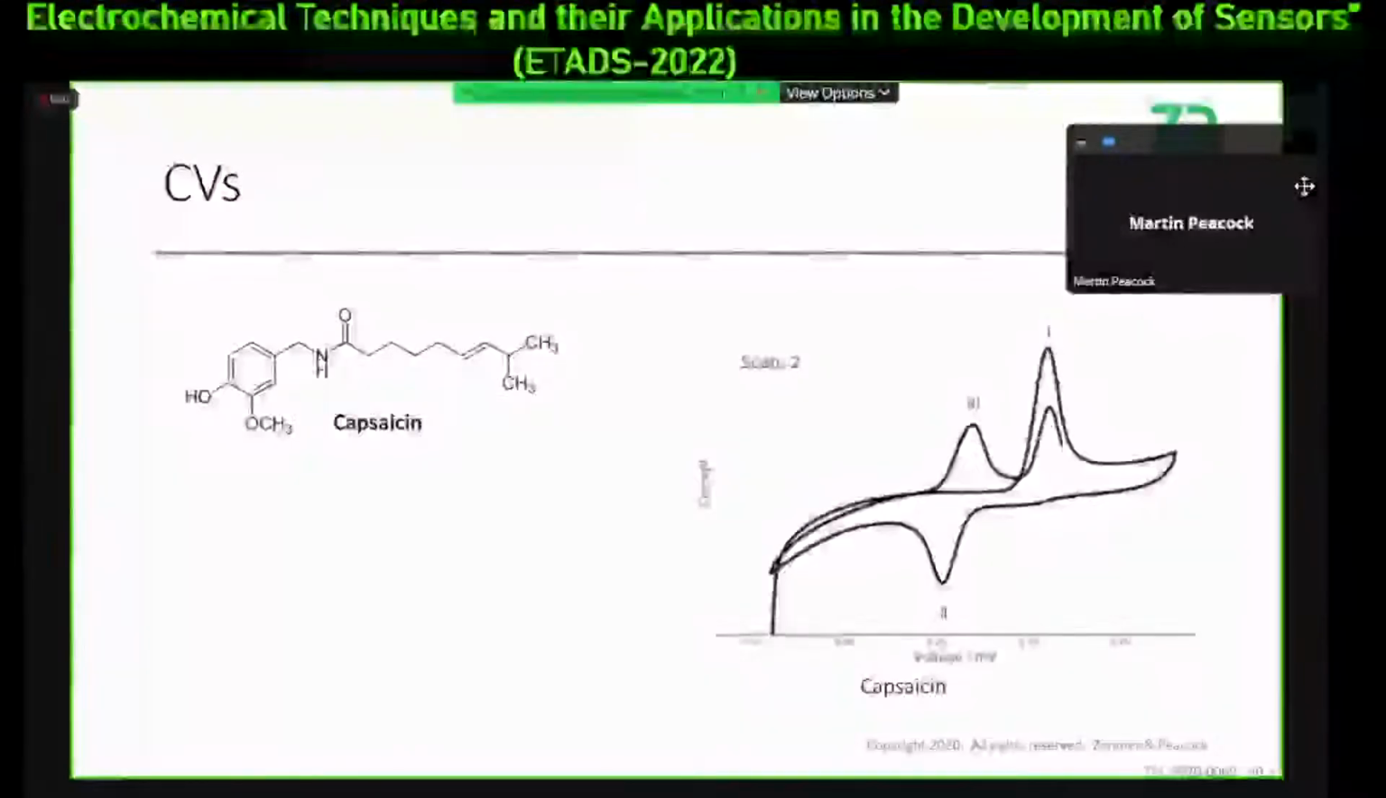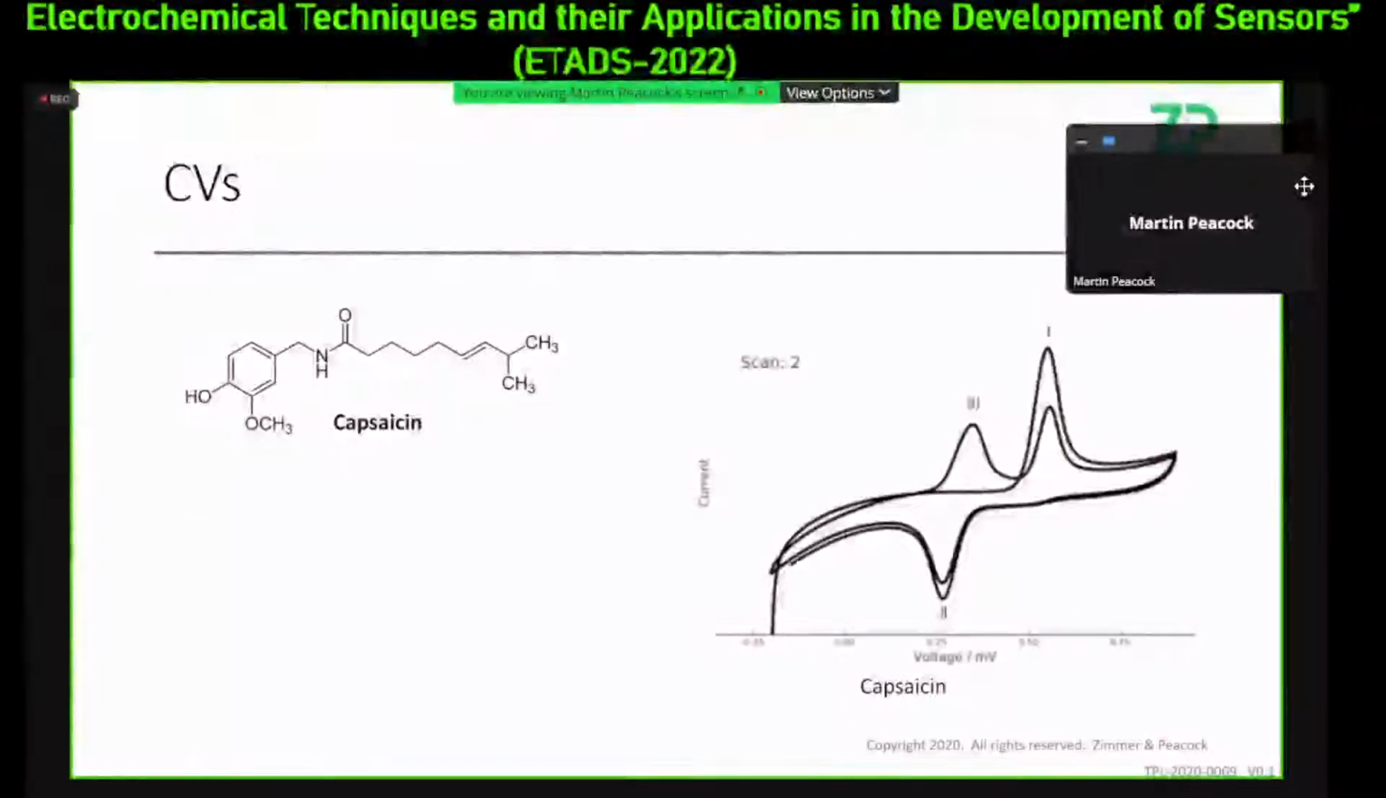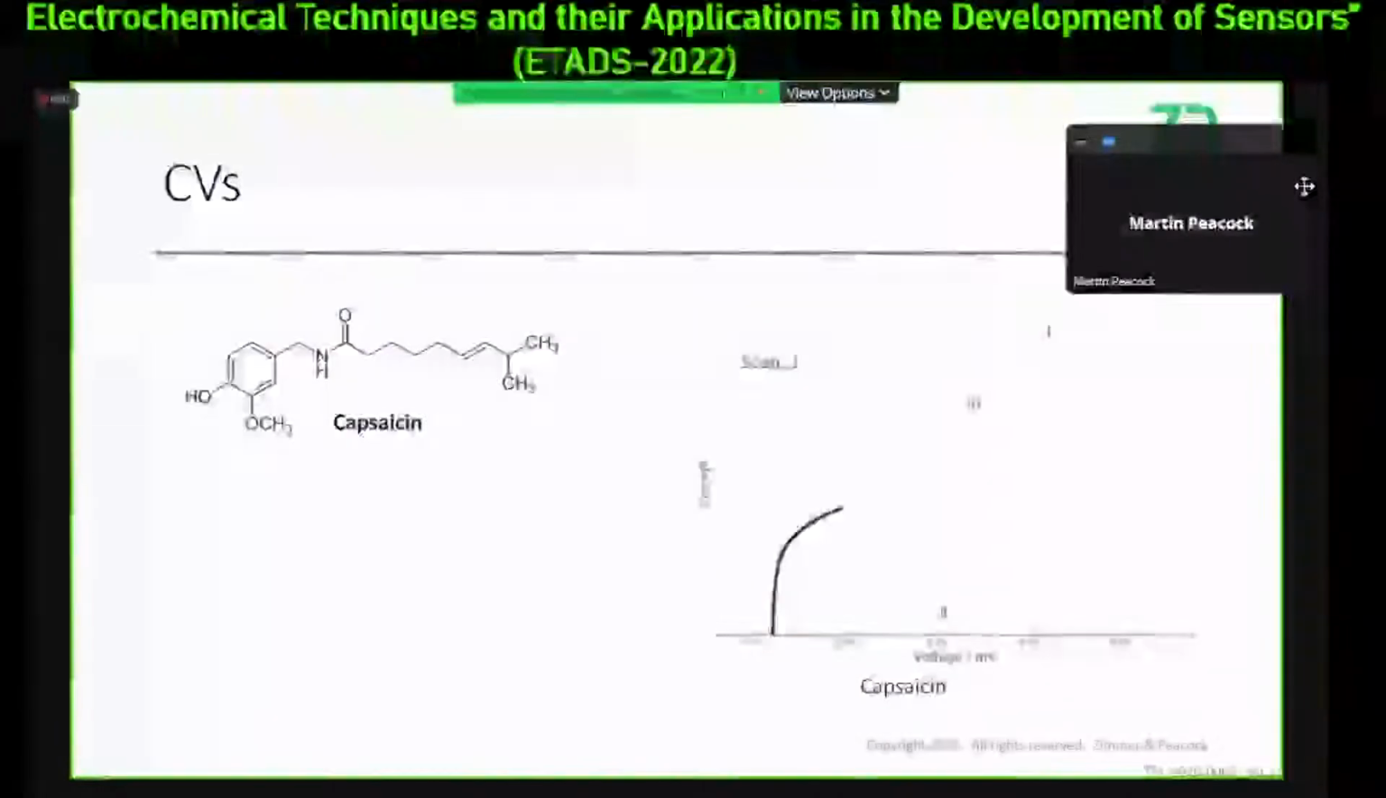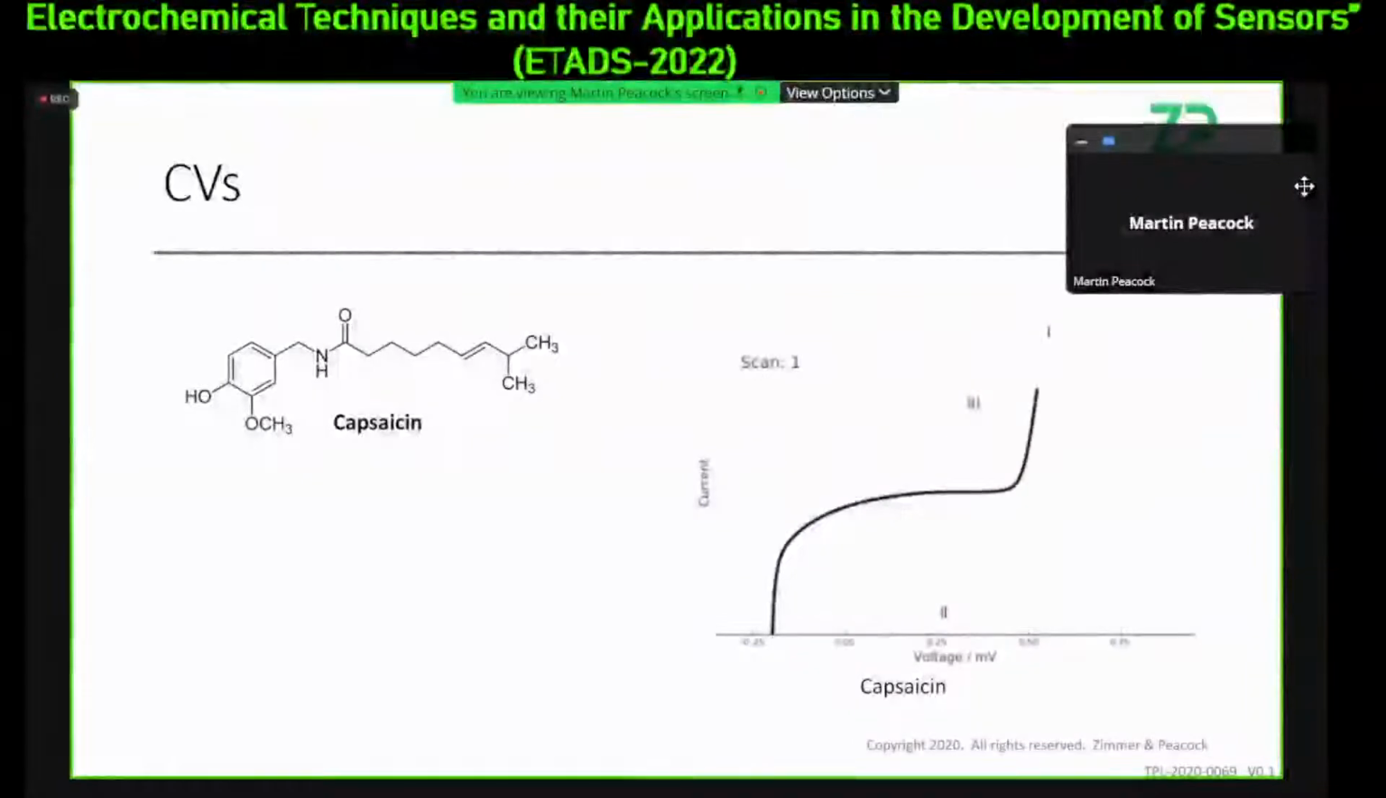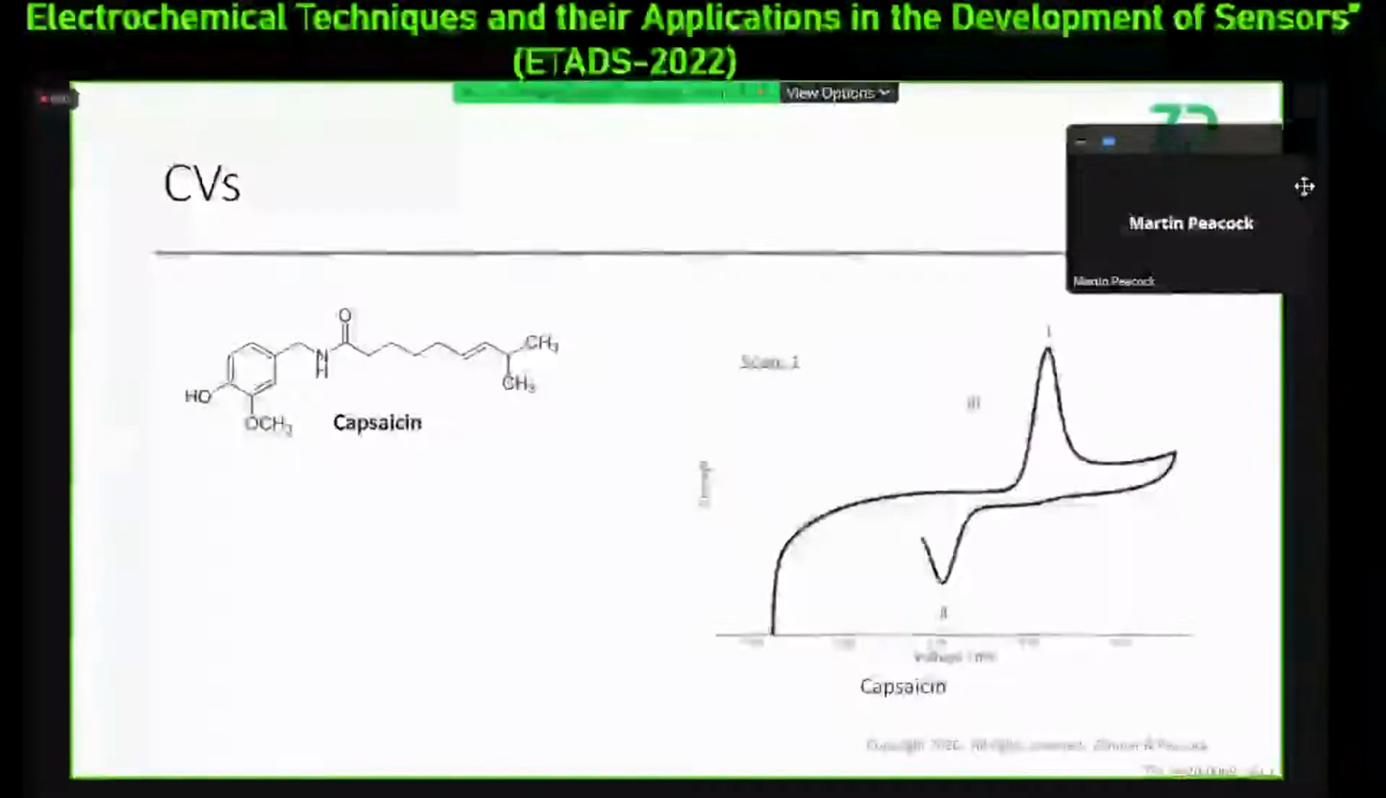So we have a lot of customers in India using a product from Zimmer and Peacock called FoodSense. FoodSense has a chili sensor in it. This is an IP protected technology that we licensed from the University of Oxford, and it uses some electrochemical techniques. Now, what you're seeing at the moment is an animation of the cyclic voltammetry of capsaicin. That first peak is due to an oxidation of capsaicin, and then you'll see in a minute what we call a reduction peak. That's the reduction of a derivative of the molecule called capsaicin.